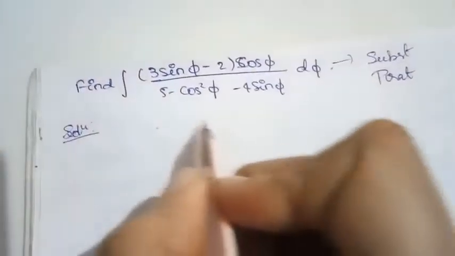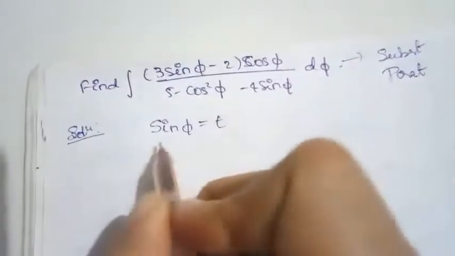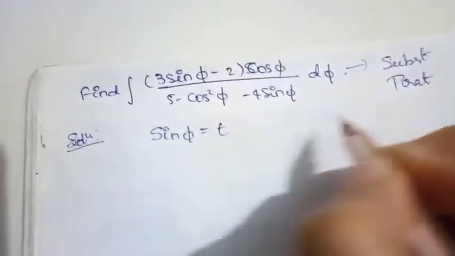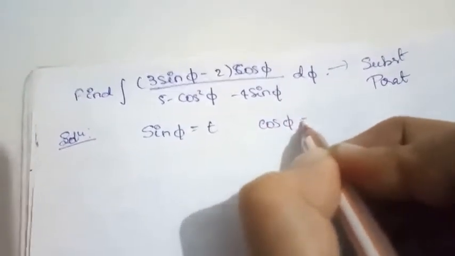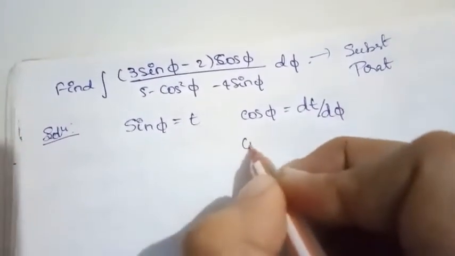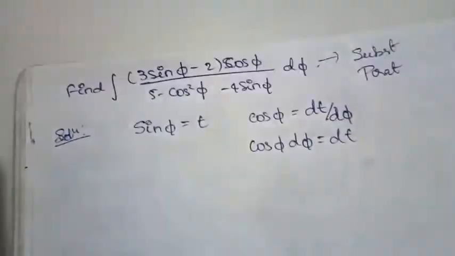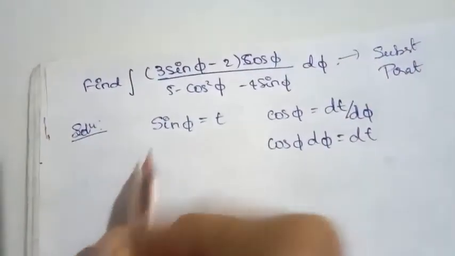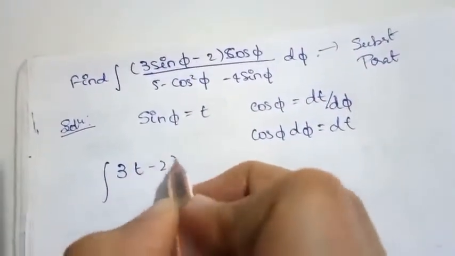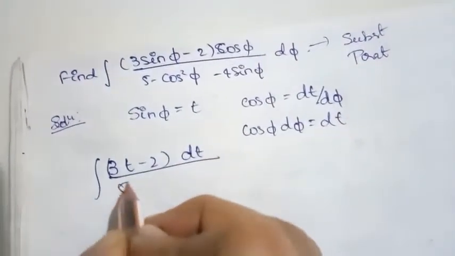So what we are substituting here is sine phi is equal to t. By substituting sine phi is equal to t, now differentiate this one with respect to phi. What is the differentiation of sine? It is cos phi. Since I differentiated this one with respect to phi, it becomes dt by d phi. So what happens? Cos phi d phi is equal to dt. Okay. So sine phi is equal to t. So substitute that back here. So what happens? Integral of 3 sine phi is t minus 2 cos phi d phi, it is dt, divided by 5 cos square phi minus 4 sine phi.